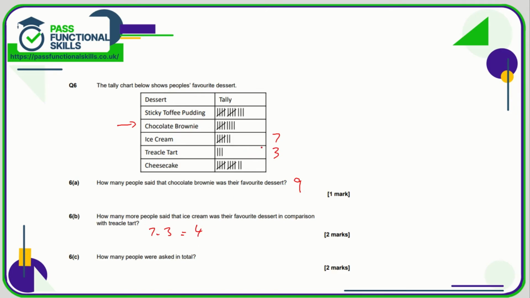How many people asked in total? Well, let's just add up the tallies. So that's 5, 10, 13. That's 9. This is 5, 10, 12. So in total, 13 plus 9 plus 7 plus 3 plus 12. We're not allowed to use a calculator. So what I'm going to do is I'm going to add 13 and 7 to make 20. 32, 33, 34, 35, 45, 44. So in total, there are 44 people.